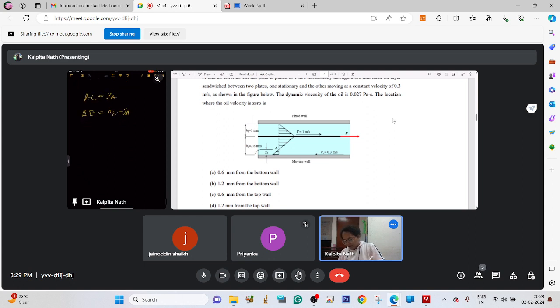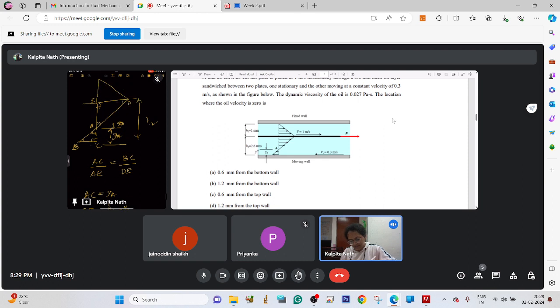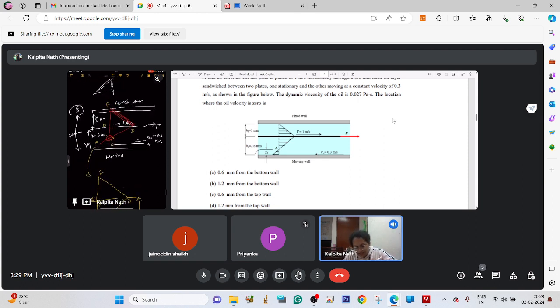Now BC is equal to what? BC means this distance. BC is the velocity VW, just at the wall, and the wall is moving at a velocity of 0.3 meter per second. So per second, this velocity will be 0.3 meter.